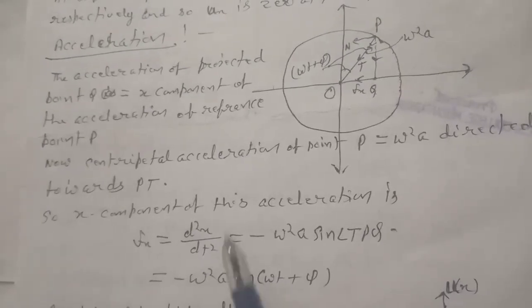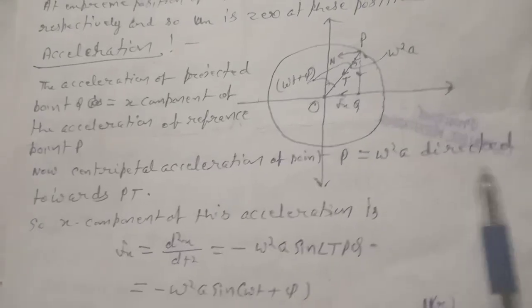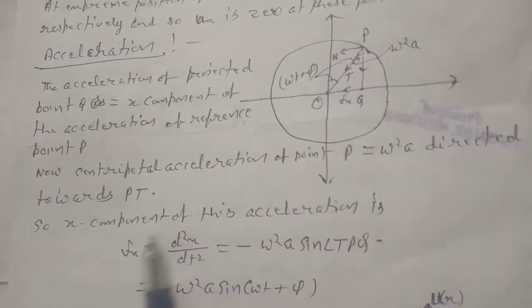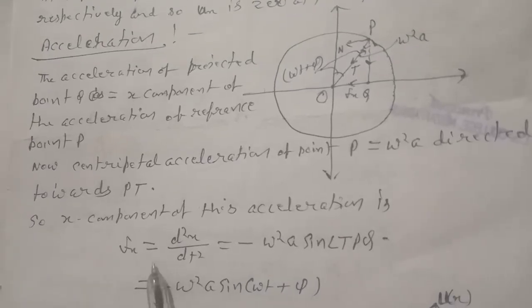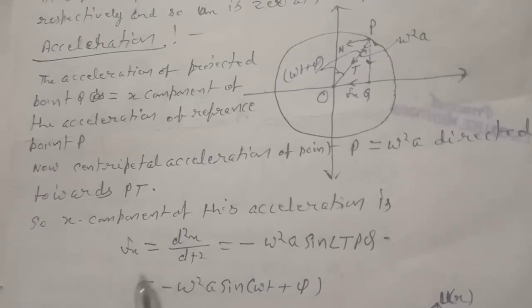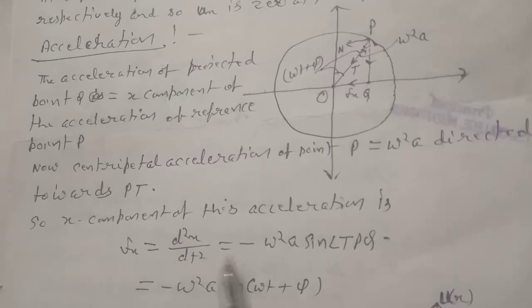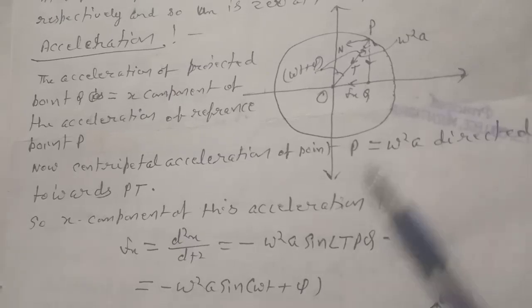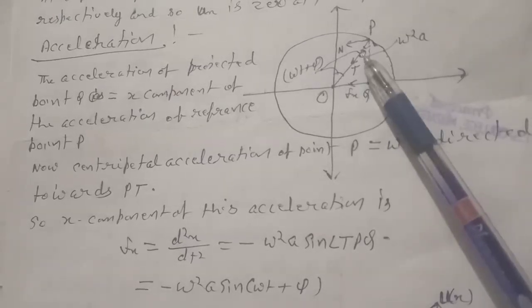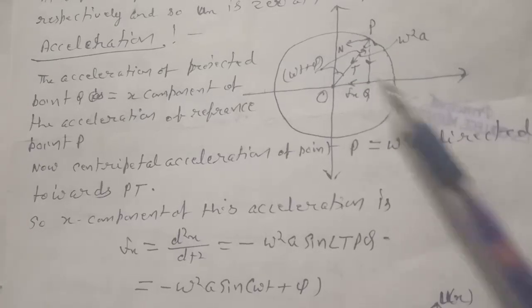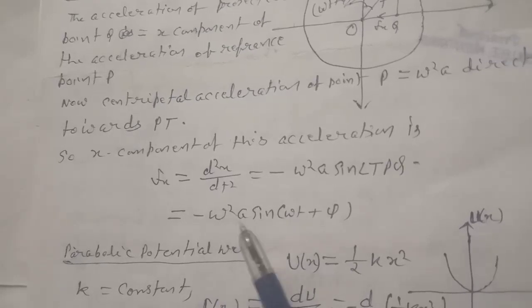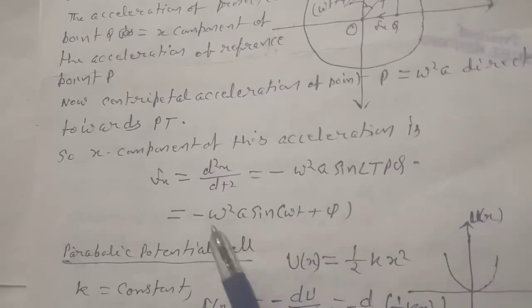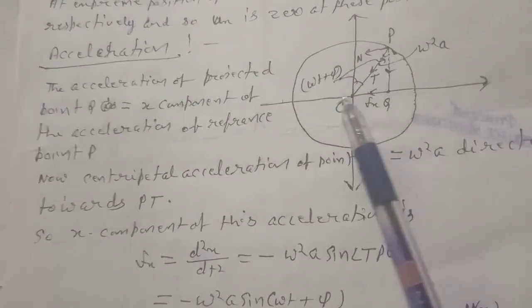So now the centripetal acceleration of point P is omega square, directed towards point O. The x component of this acceleration is given by fx, which is equal to d2x by dt square, equals minus omega square a sine of angle TPQ. This angle TPQ, and so fx will be minus omega square a sine (omega t plus phi). The negative sign shows that the acceleration is directed towards center O.